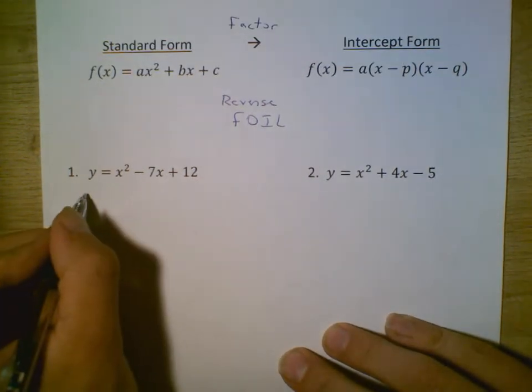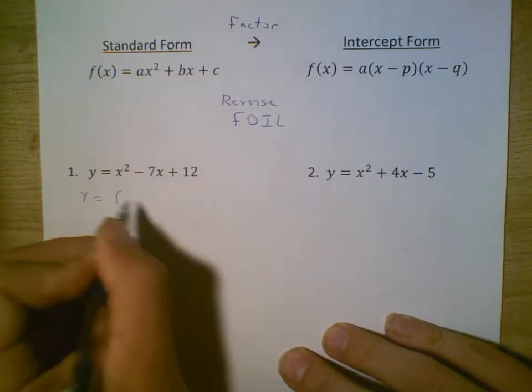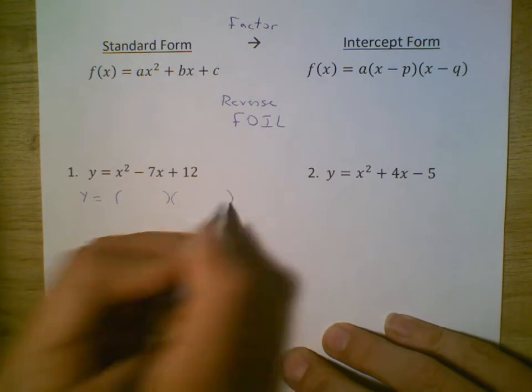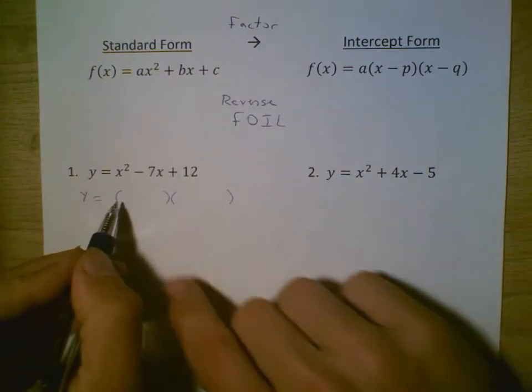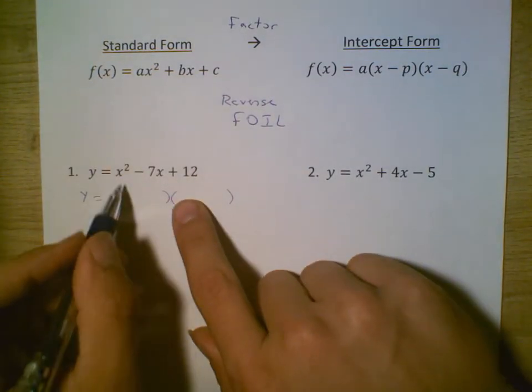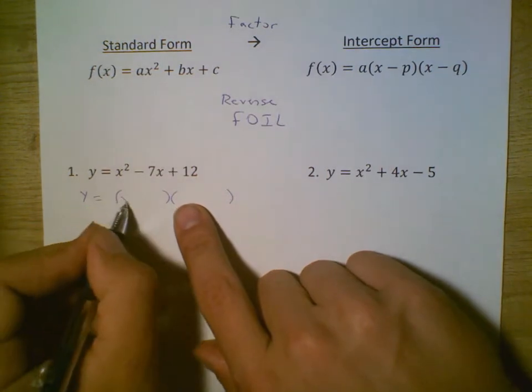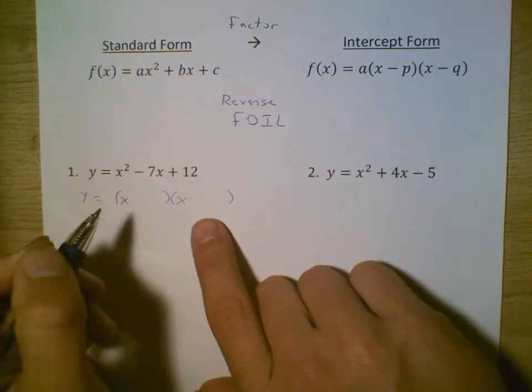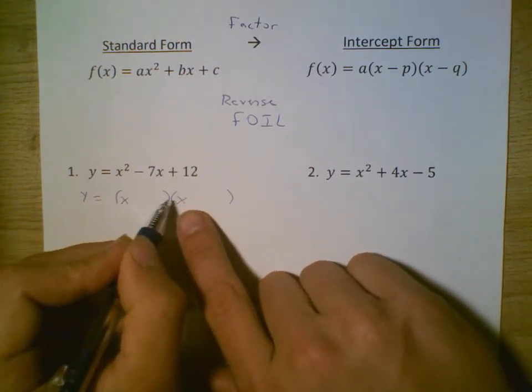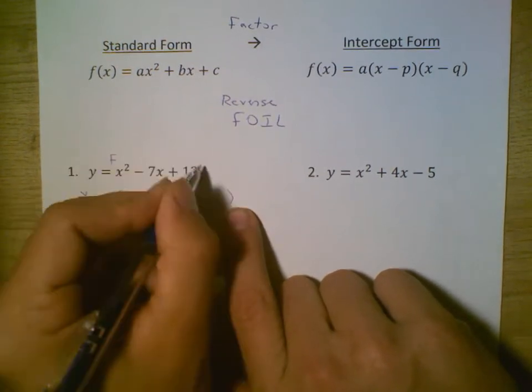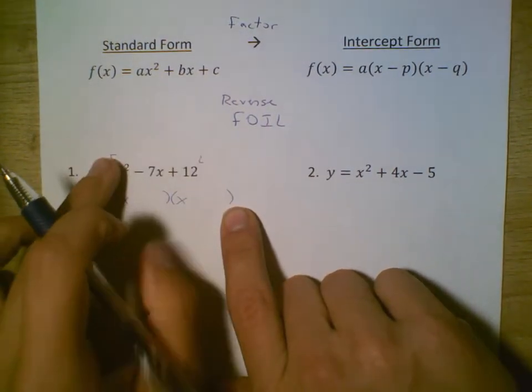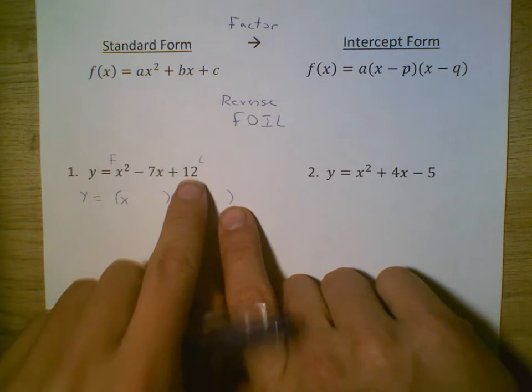So to do this, I'm going to write y equals, and draw out my two parentheses, and I'm going to ask myself, what times what gives me the x squared? Well, that's x times x, right? And then I'm going to ask myself what times what gives me the last term. So I did the F part of FOIL. Now I'm asking what times what gives me the last term.